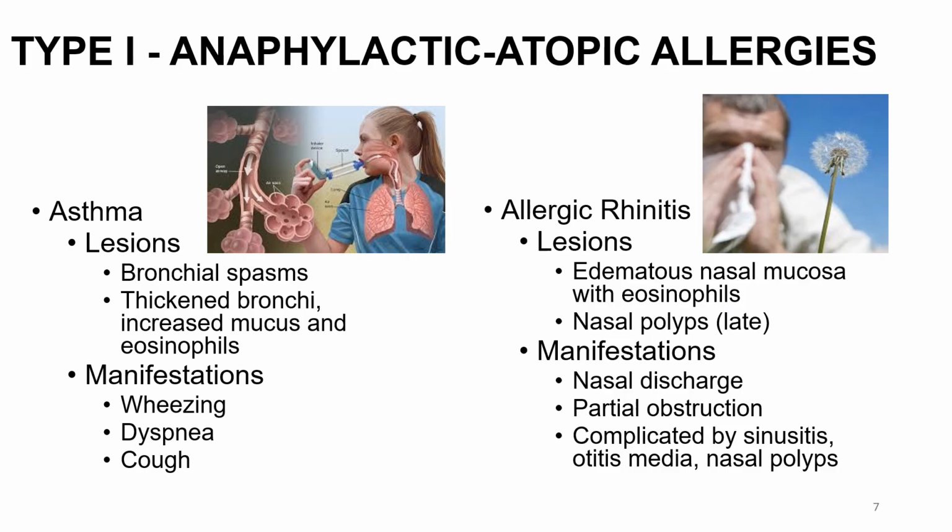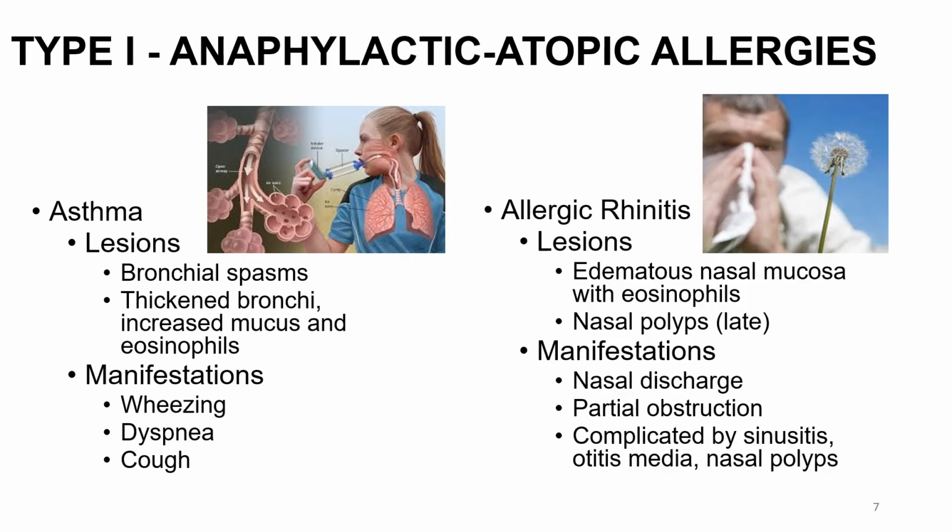Now, compare that to allergic rhinitis. Same hypersensitivity type, just different tissue. So allergic rhinitis is still type 1, and it's in the nasal mucosa. Type 1 reactions produce edematous mucosa, eosinophilic infiltration, and increased secretions. Later on, repeated inflammation can lead to nasal polyps, which are essentially the tissue saying, fine, I give up, I'll just stay swollen.